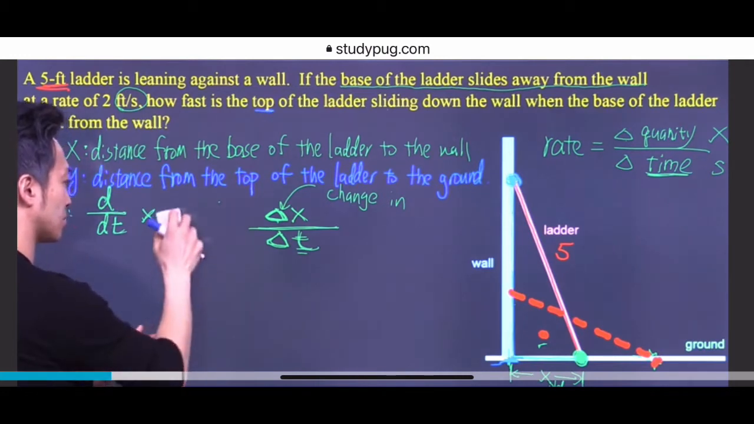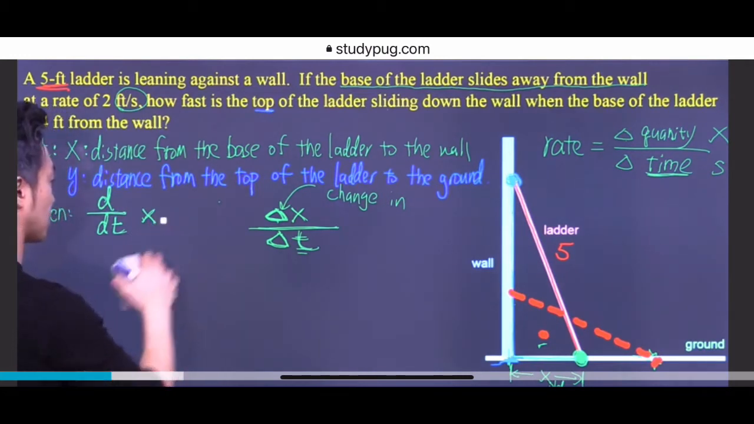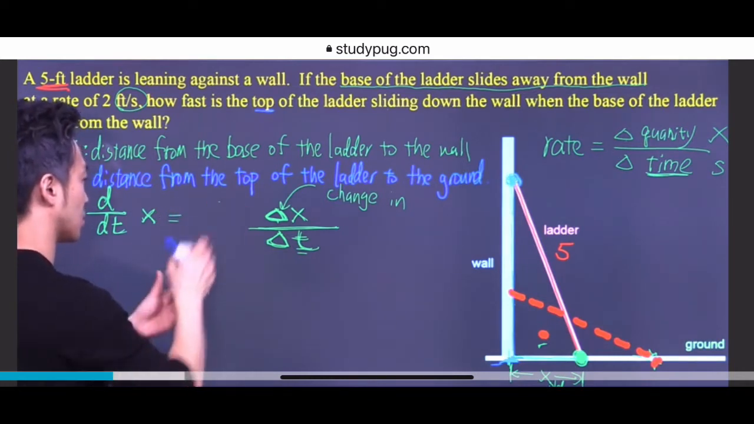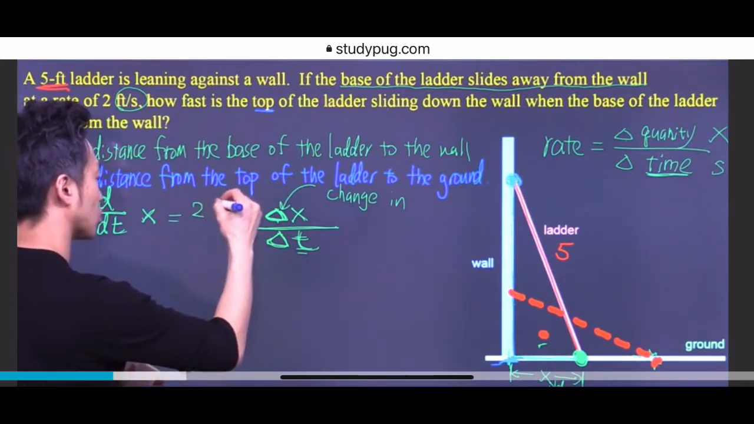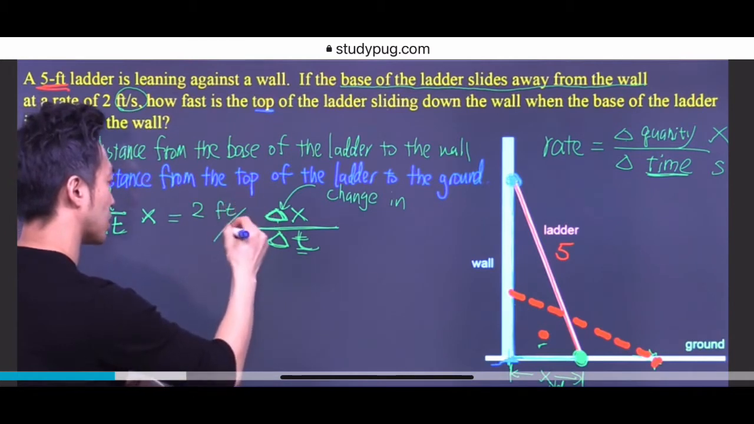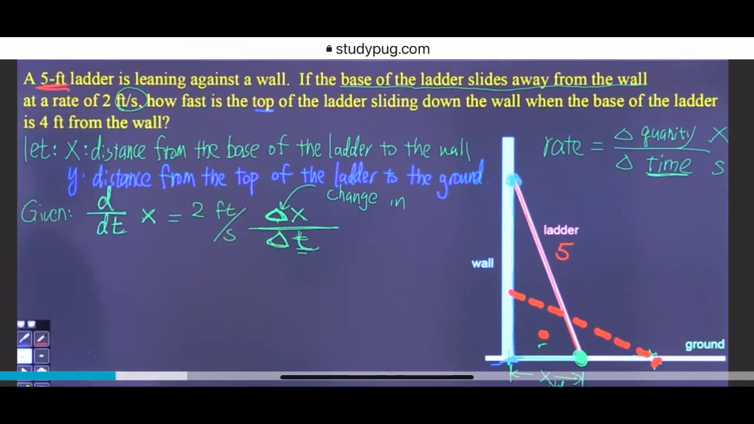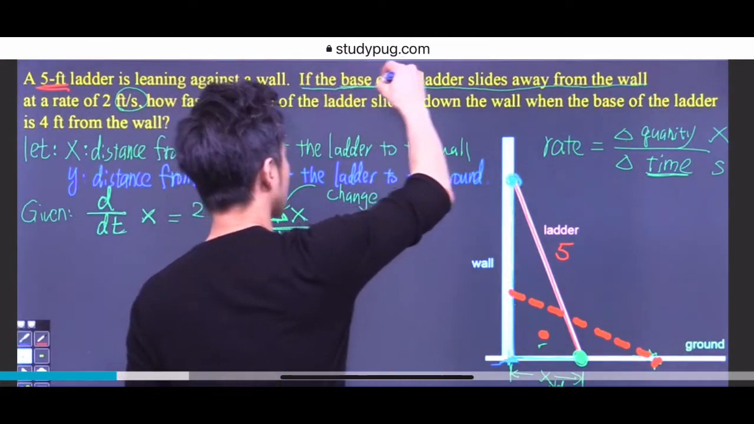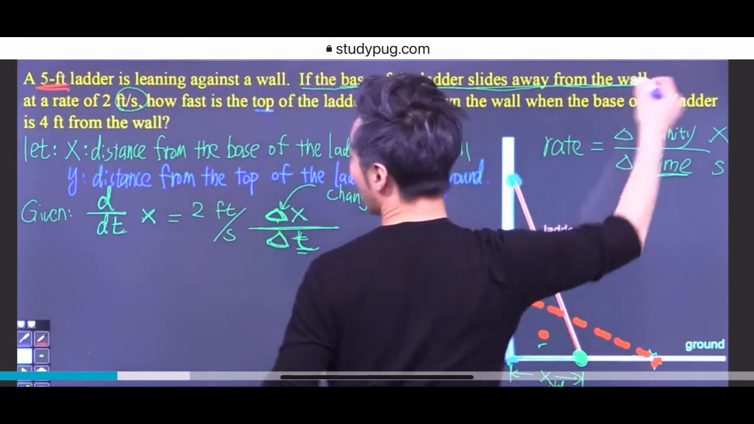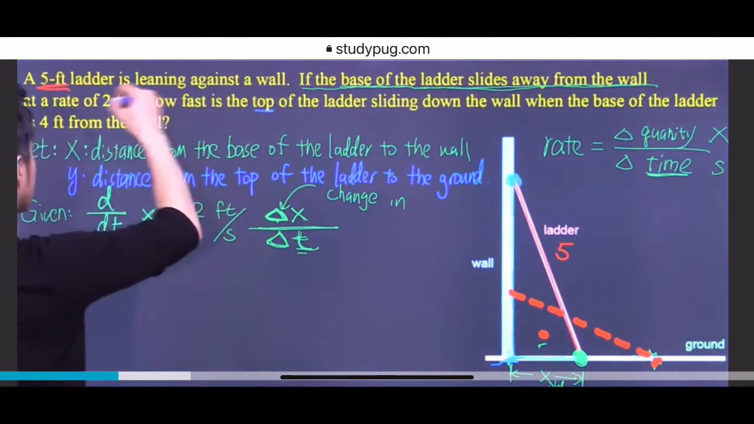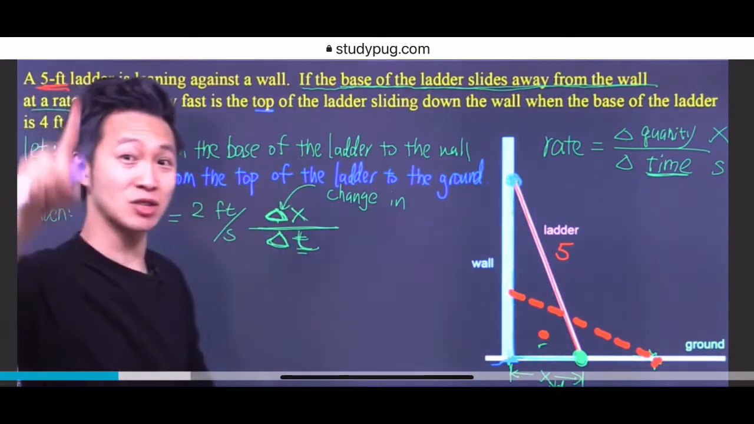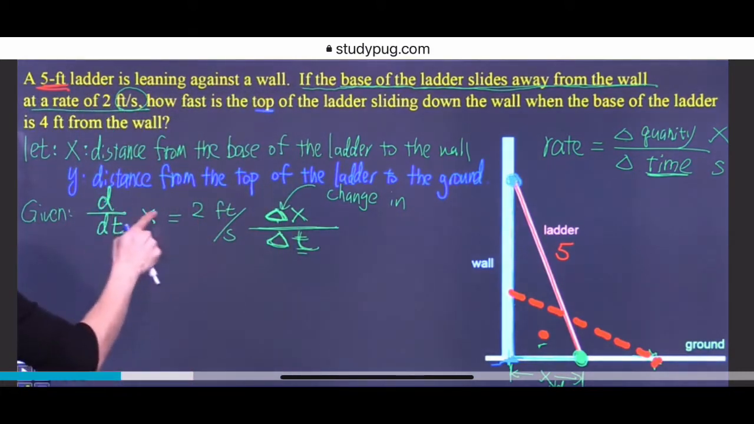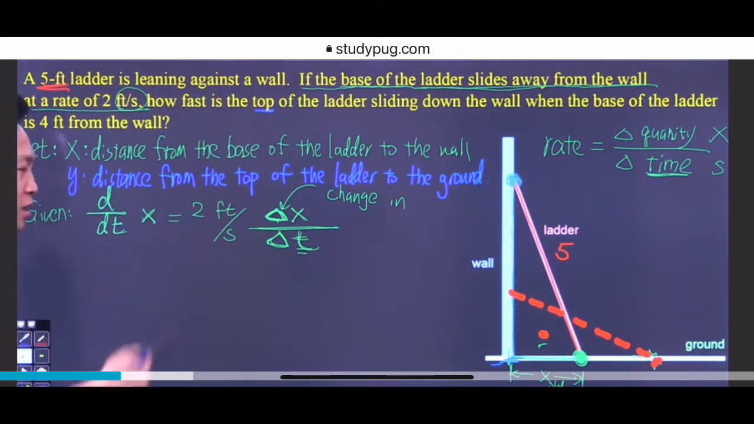2 feet per second, right? Yeah. So this entire sentence here, if the base of the ladder slides away from the wall at a rate of 2 feet per second, this whole sentence is just telling us one piece of information, dx dt. So dx dt is equal to 2 feet per second, right?